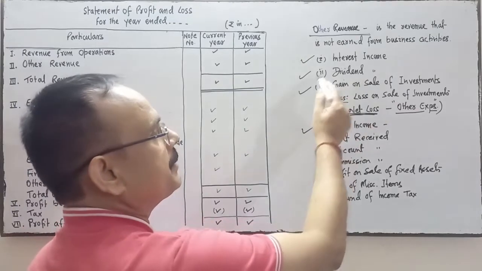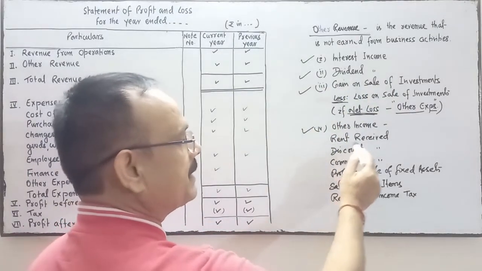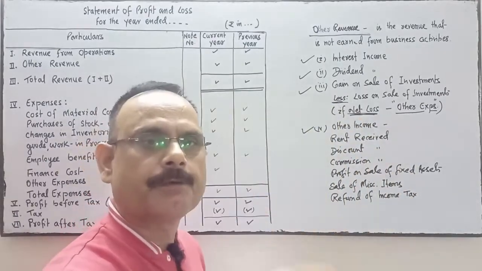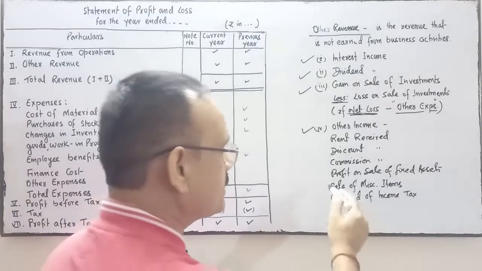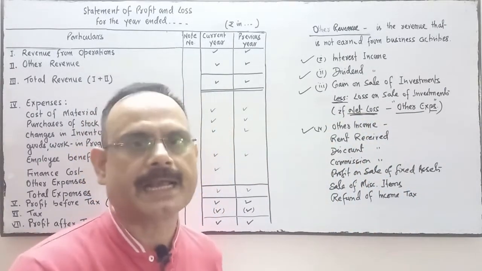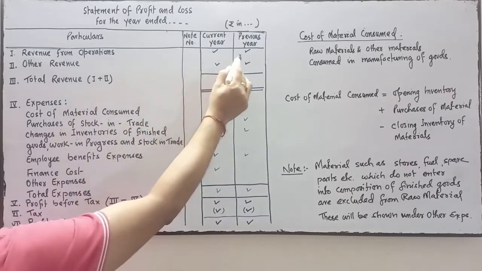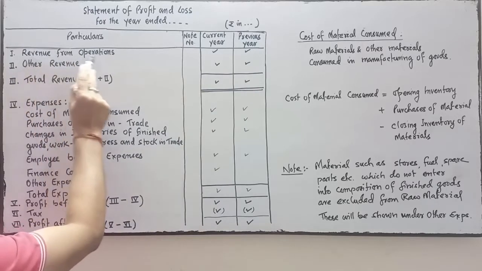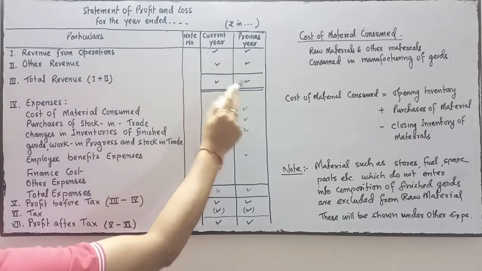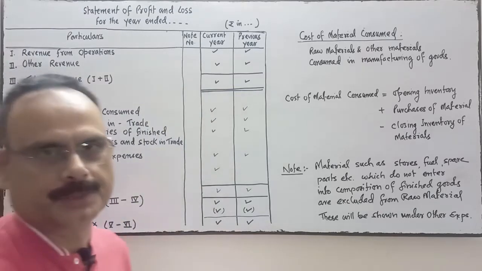So: interest income, dividend income, gain on sale of investment, other income, rent received, discount received, commission received, profit on sale of fixed assets, sale of miscellaneous item, and refund of income tax. Now thereafter we add the total revenue from operations and other revenue, and the resultant will be total revenue. Now come to the expenses: cost of material consumed.